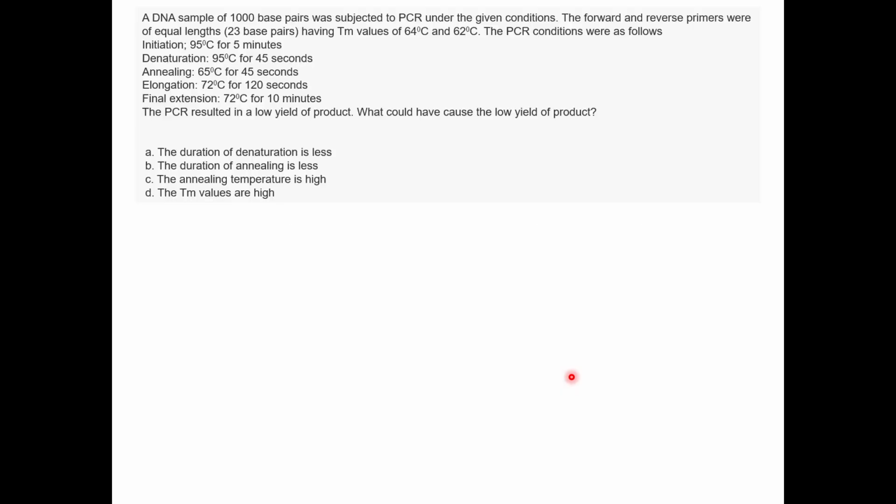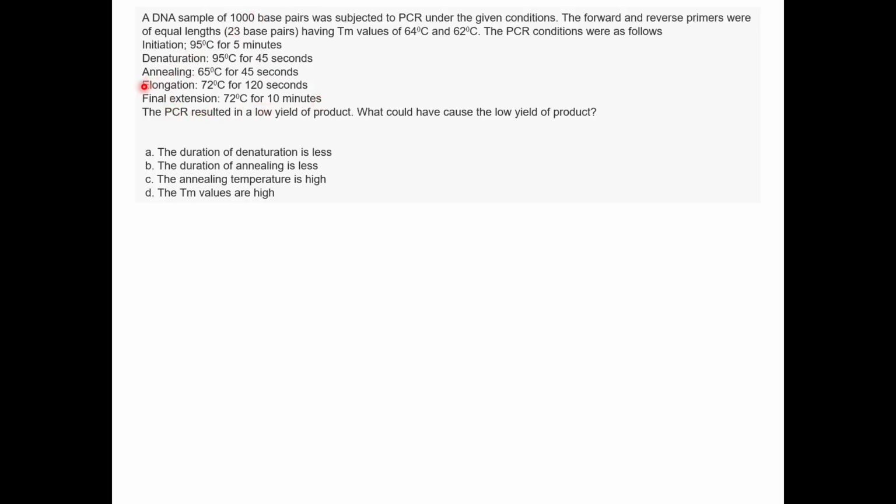Next is a DNA sample of 1,000 base pairs was subjected to PCR under given conditions. The forward and the reverse primers were of equal lengths, that is 23 base pairs each, having a TM value of 64 and 62 degrees respectively. The PCR conditions were as follows: initiation is 95 degrees for 5 minutes, denaturation is 95 for 45 seconds, annealing is 65 for 45 seconds, elongation is 72 degrees centigrade for 120 seconds. Then final extension, we have 72 degrees Celsius for 10 minutes.